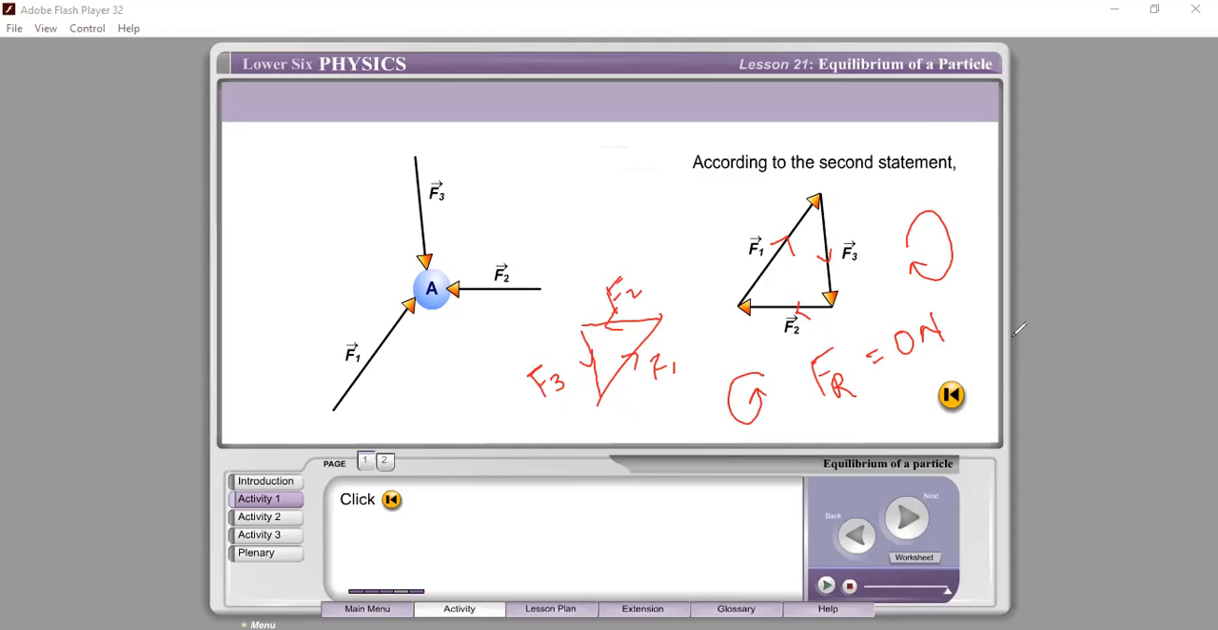If the system has zero resultant force, that means the object is in equilibrium. When the object is in equilibrium, the acceleration is equal to 0 m/s².